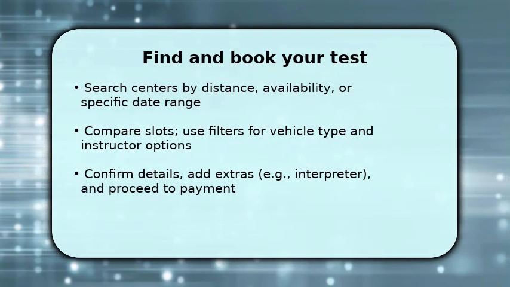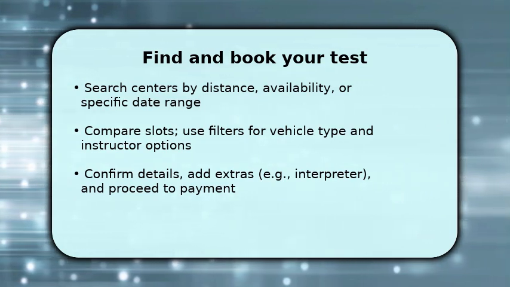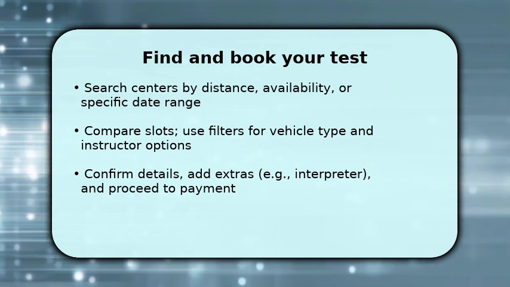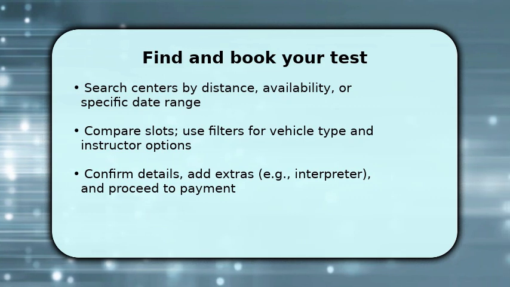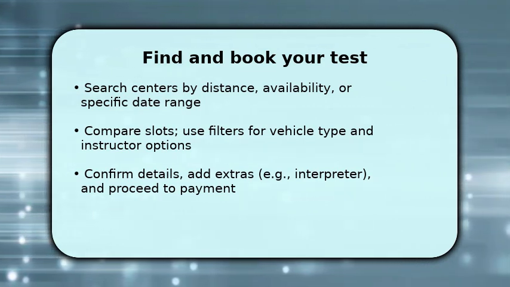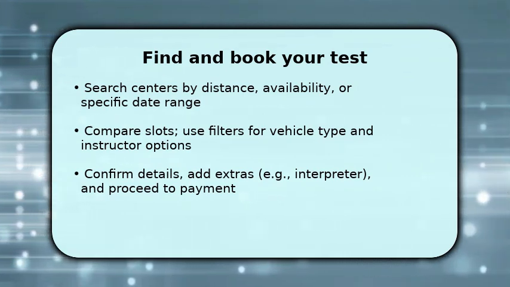You now search for test centers using filters like distance, date range, or vehicle class. Start narrow, then broaden if needed. Once you find a slot, compare cancellations and waitlists to pick the earliest reliable option. Make sure to select the correct vehicle type and any extras such as an interpreter or automatic vehicle requirement.